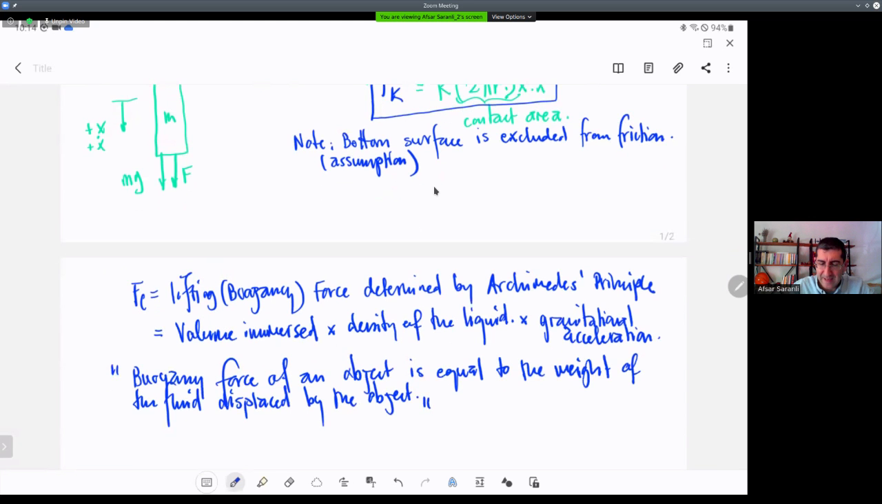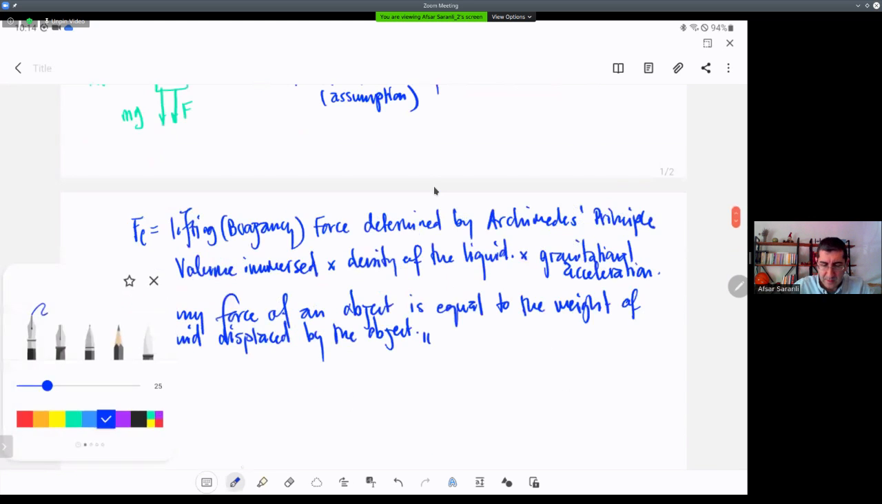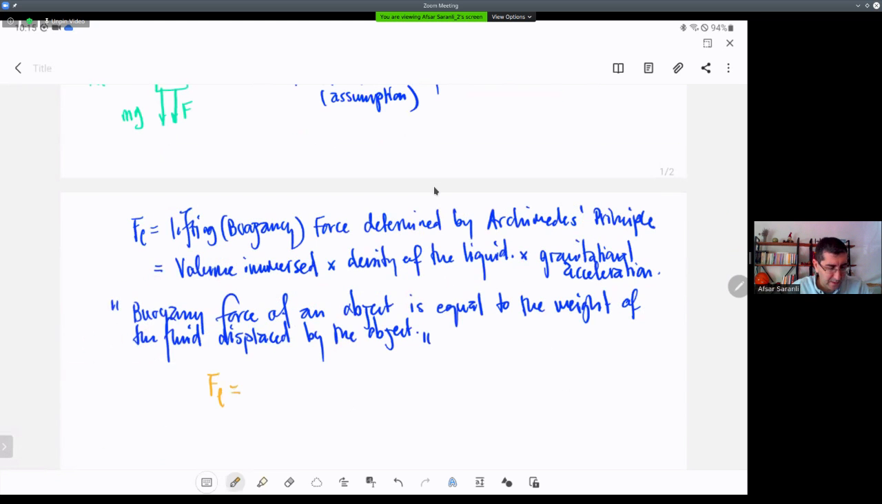So we have FL. FL is first the volume of the immersed object. So this is going to be pi r squared times x. Okay? So this is the volume times the density of the liquid, rho l, times g. Okay, so that's going to be the extra force that we have.